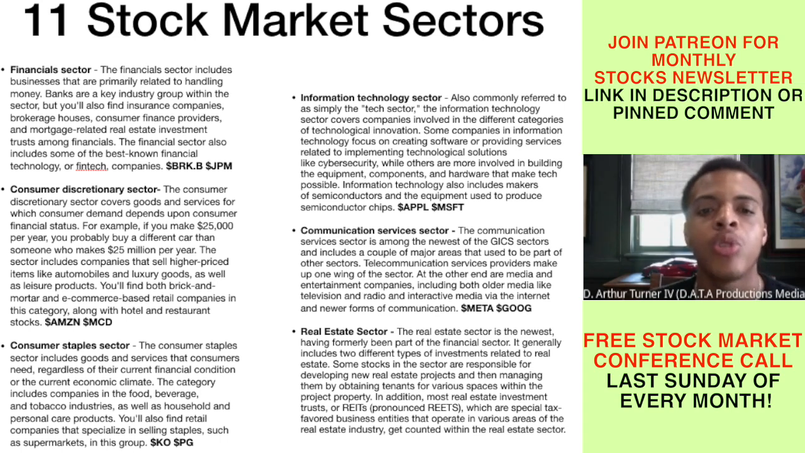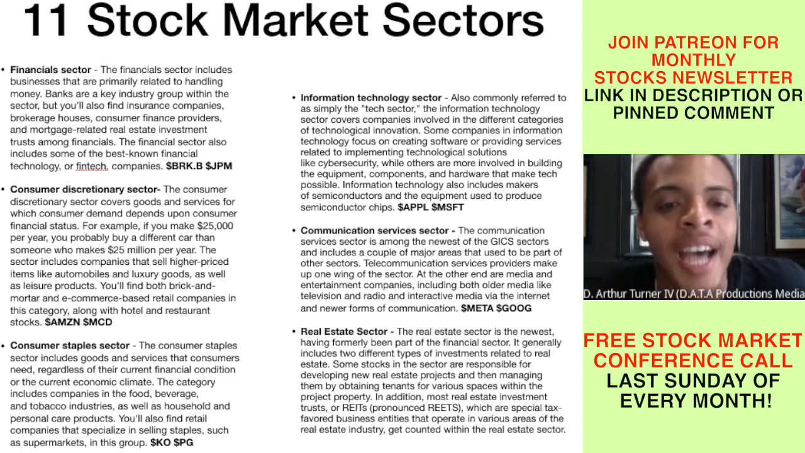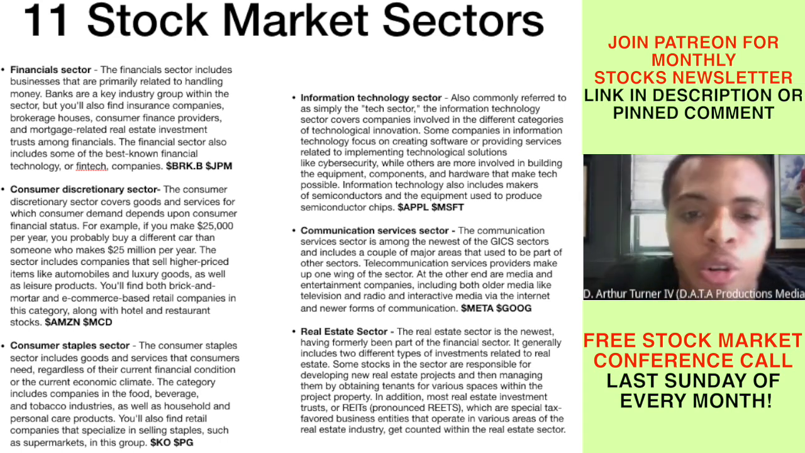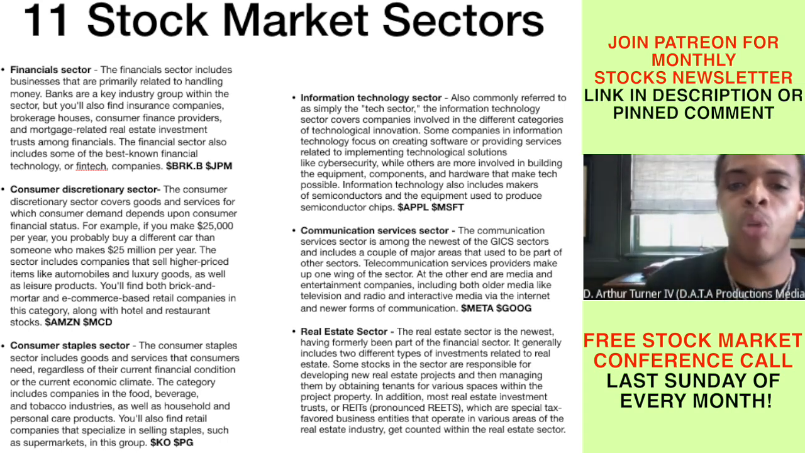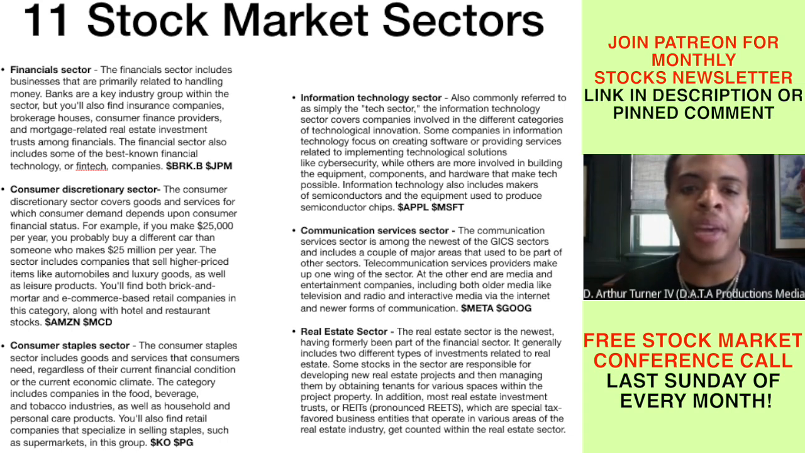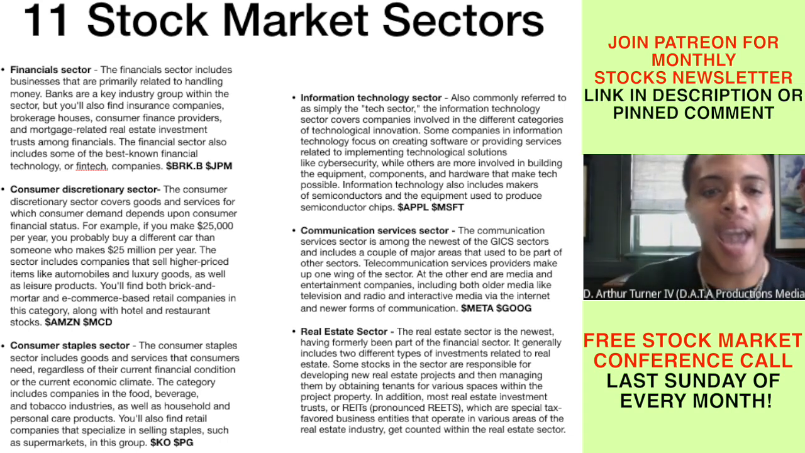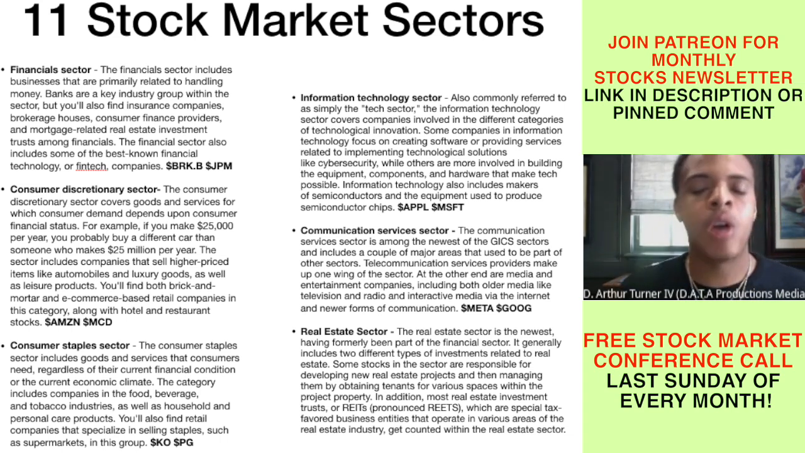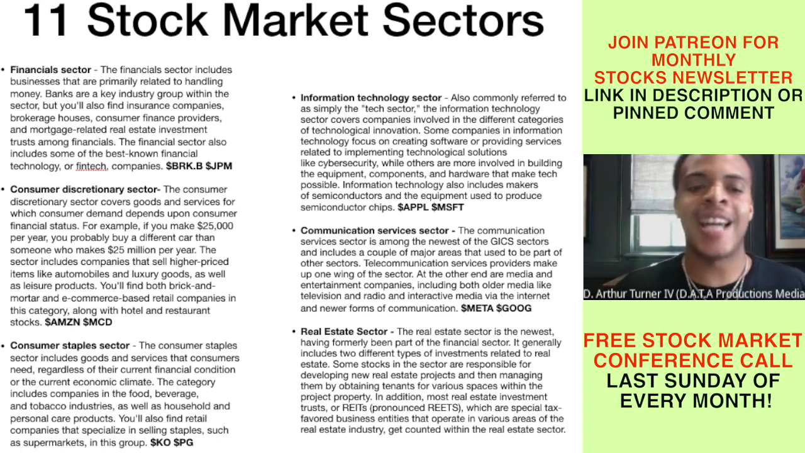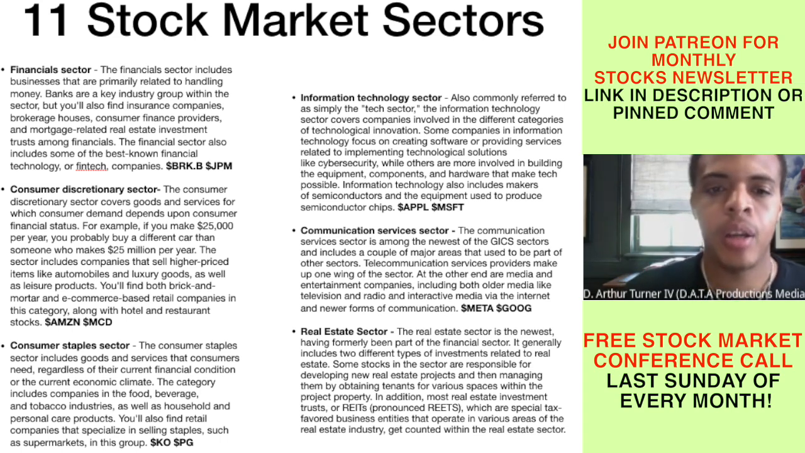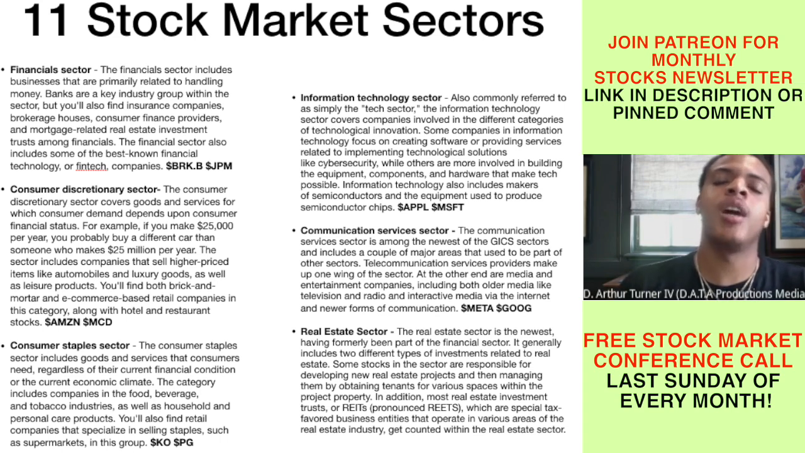The sector includes companies that sell higher price items like automobiles and luxury goods, as well as leisure products. You'll find both brick and mortar and e-commerce based retail companies in this category, along with hotel and restaurant stocks. You have Amazon, McDonald's, the list goes on. It's the biggest consumer sector. It's not necessarily a full need. It's up to their discretion of what they want to buy.